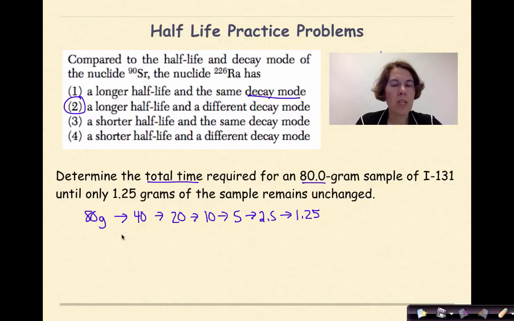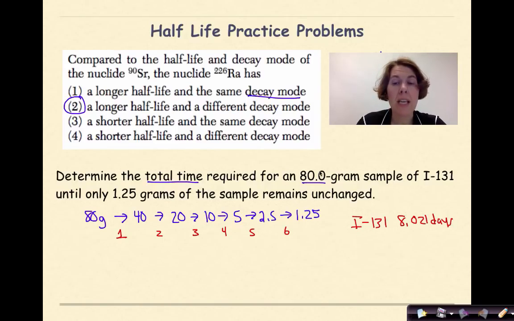So now what we need to do here is look at the number of half-lives that have gone by. So I have 1, 2, 3, 4, 5, 6 half-lives that have gone by as I've gone from 80 grams to 1.25. Iodine 131 has a half-life of 8.021 days. So to figure out the total time that it takes to go from 80 grams to 1.25 grams, what I'm going to do here is take the half-life of 8.021 days and multiply it by the number of half-lives that have gone by, which is 6.